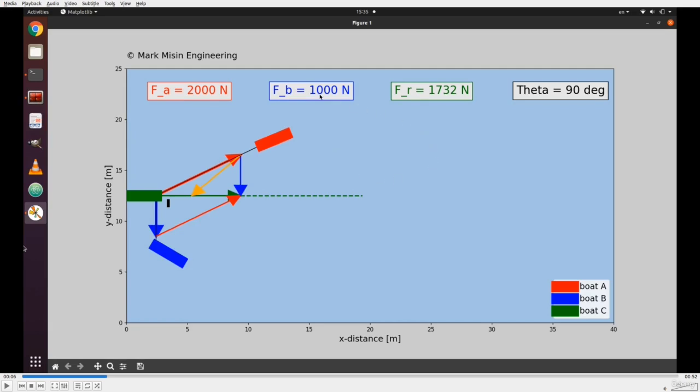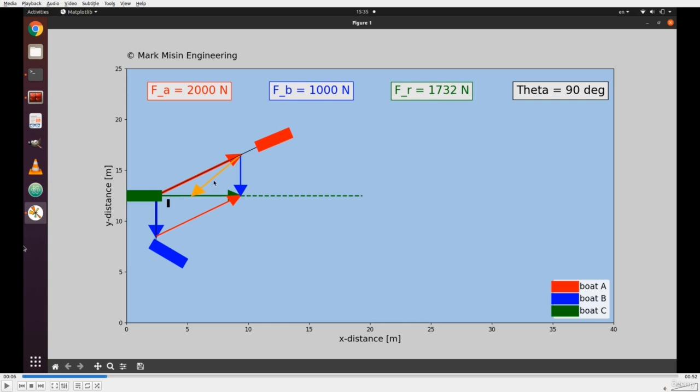Here in this Python animation, you can also see that your FA is 2000 newtons, and then your theta angle, that's 90 degrees, and so your FB, which is the minimum, is 1000 newtons, and your resultant vector is 1732 newtons along the positive x direction.